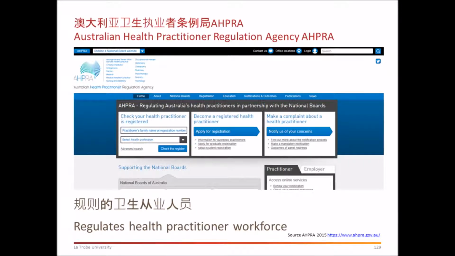And just to close this presentation off, I'd want to talk briefly about the workforce. Australian health practitioners are regulated by a central agency called the Australian Health Practitioner Regulation Agency. This has been an initiative of the federal government over the last 10 years to amalgamate all the state-based registration authorities into a national body, so that you only have to register once. Formerly, if you were practicing in a number of states, you had to get registered in each state separately.